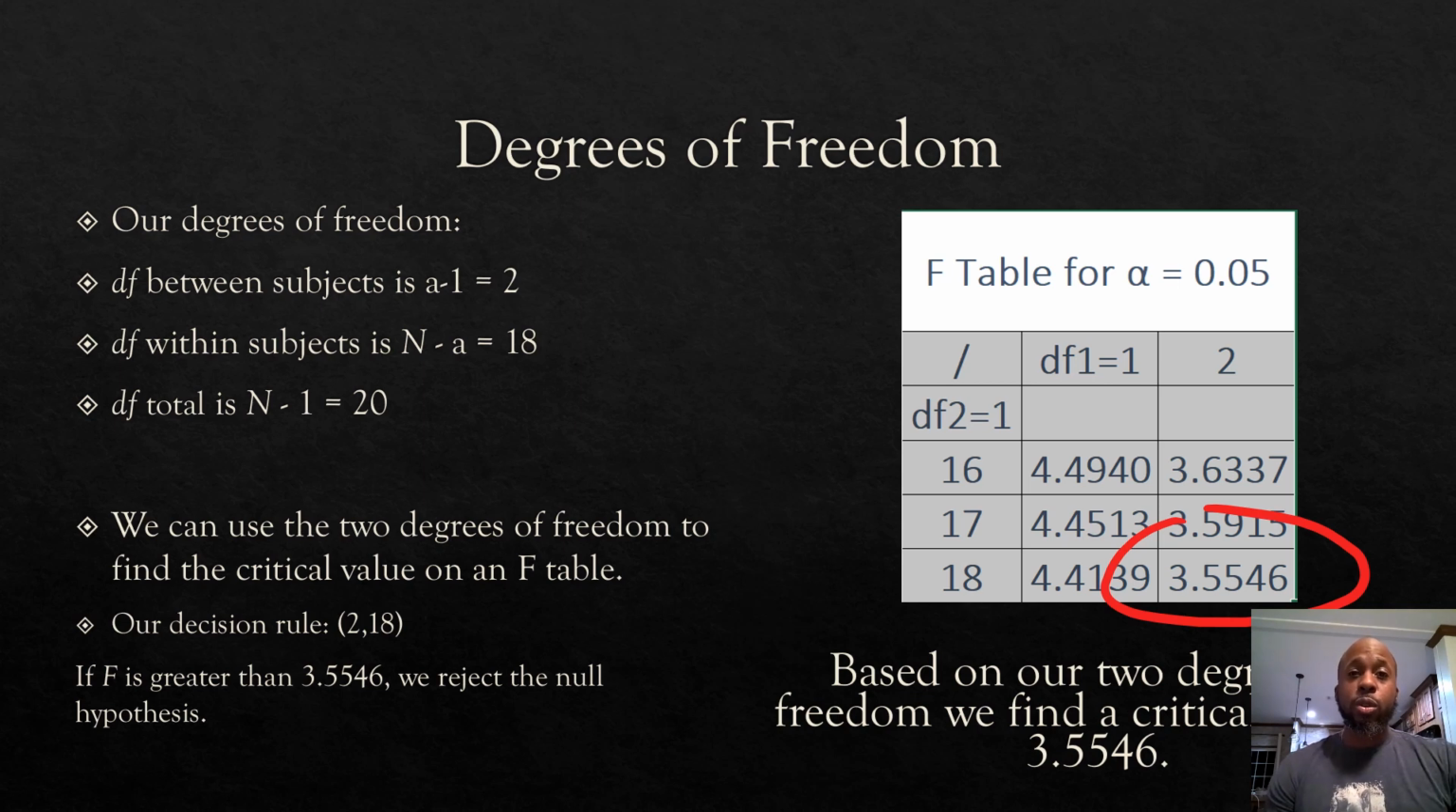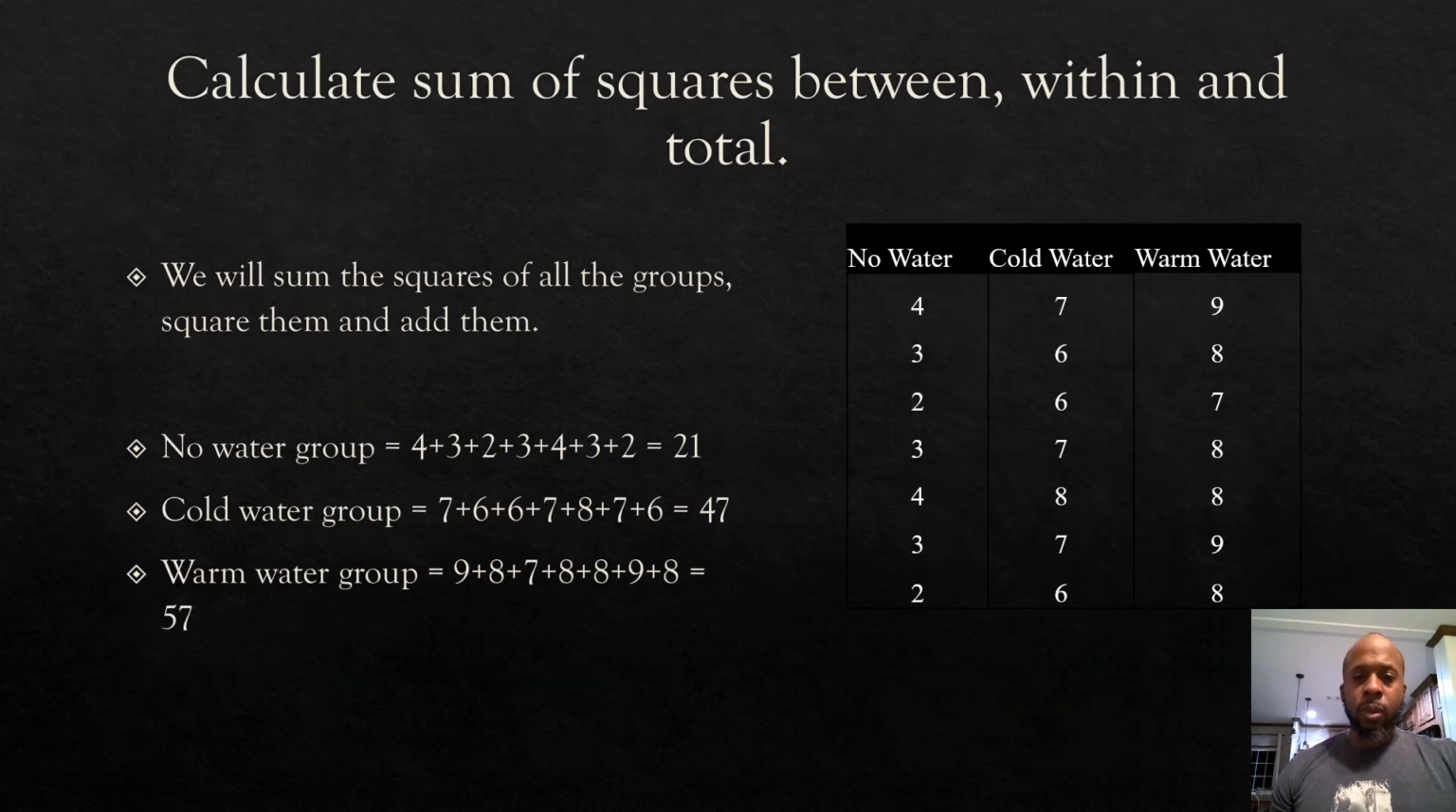We can use the degrees of freedom, 2 and 18, to determine the critical value using an F table. So on our F table, we're going to line up our degree of freedom of 2 at the top and our degree of freedom of 18, and we're going to land on 3.5546. And so our decision rule is going to be, if F is greater than 3.5546, we're going to reject the null hypothesis. So this chart represents the 21 individuals, their 3 conditions, and the amount of times they urinated.